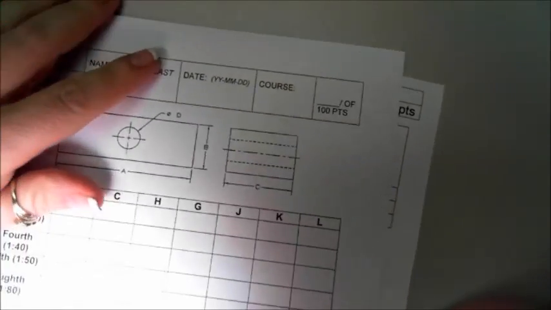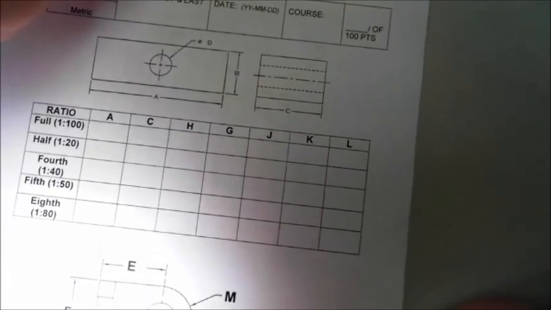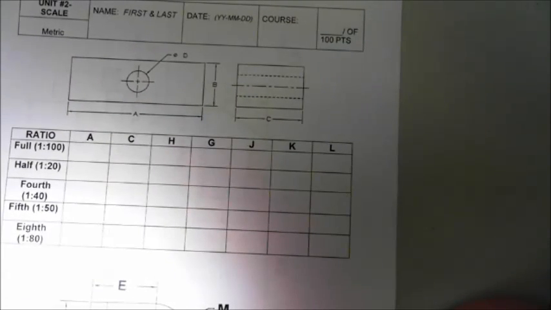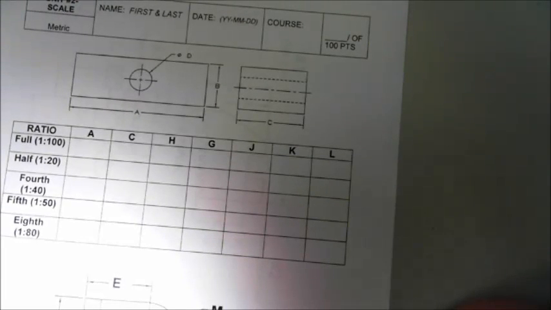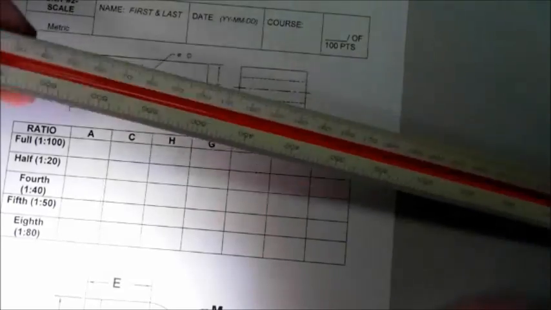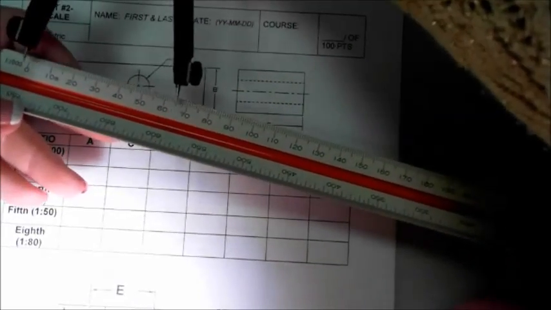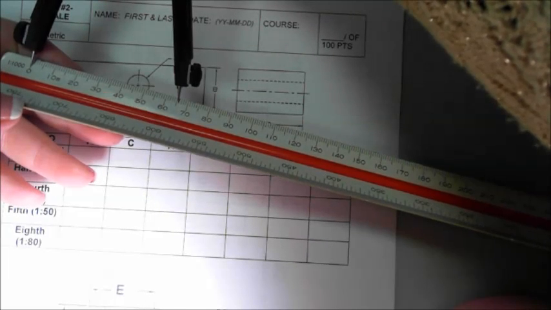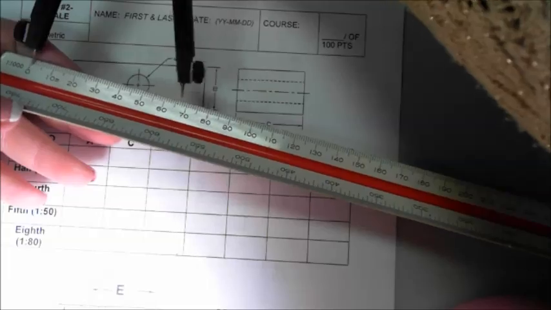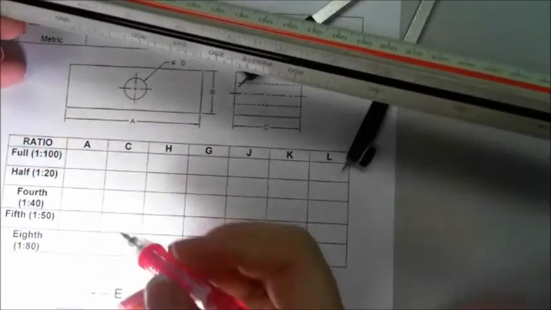Let's do a quick measurement here. I'm actually going to do a couple of these with you. So let's find measurement A. Again, I'm using my divider so I can transfer those measurements. So measurement A on the full. I look at it and it's 6. Looking at the scale, 6.6. Pretty straightforward.